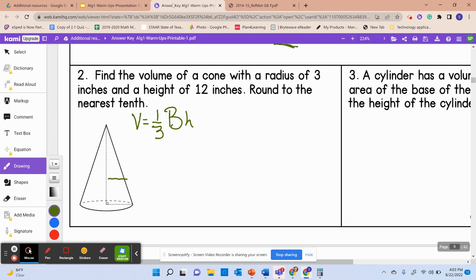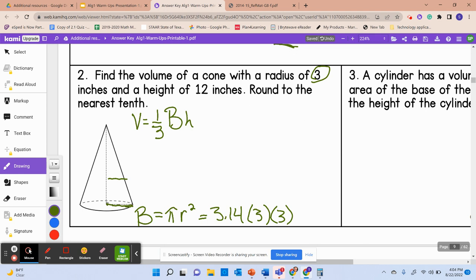The base on the bottom is pi r squared. So the big B, it's a circle. That's how I know that, is pi times the radius squared. And then they said the radius was 3. So that's equal to 3.14 times 3 times 3. And then the height is 12 inches.